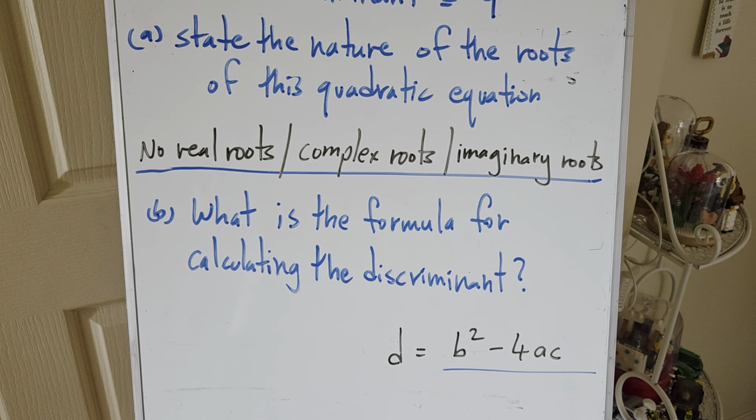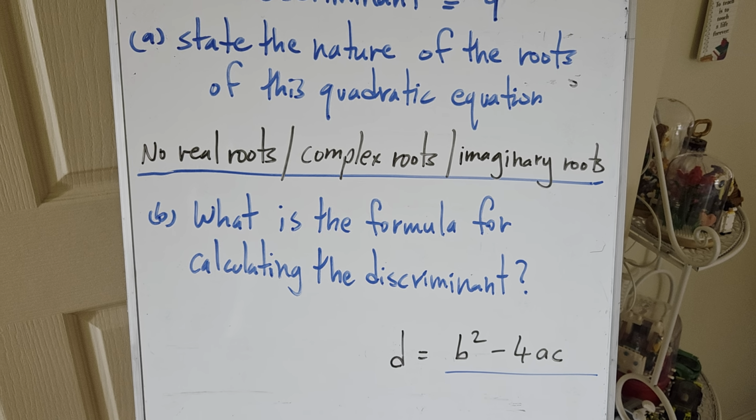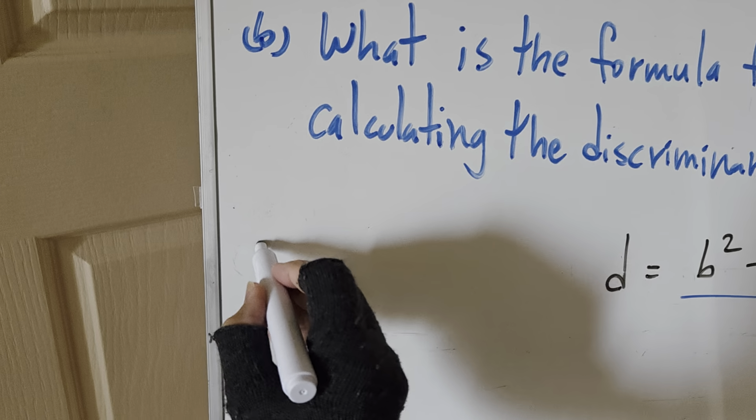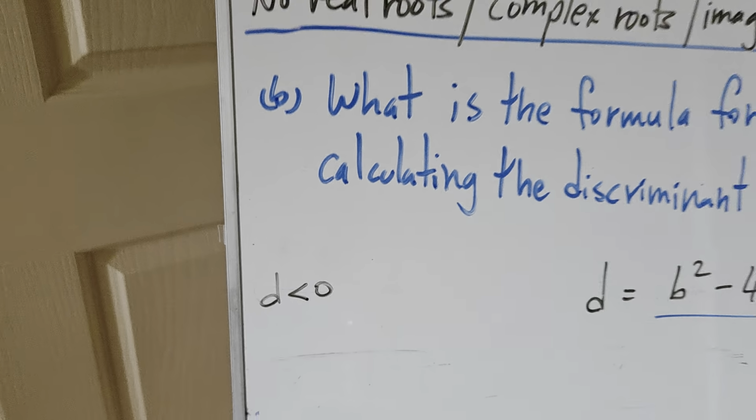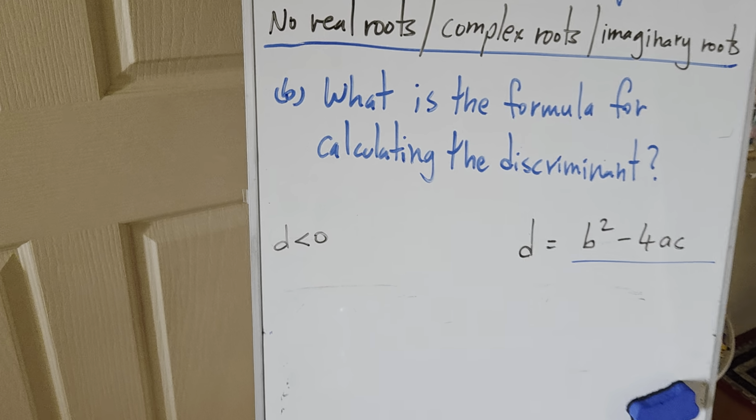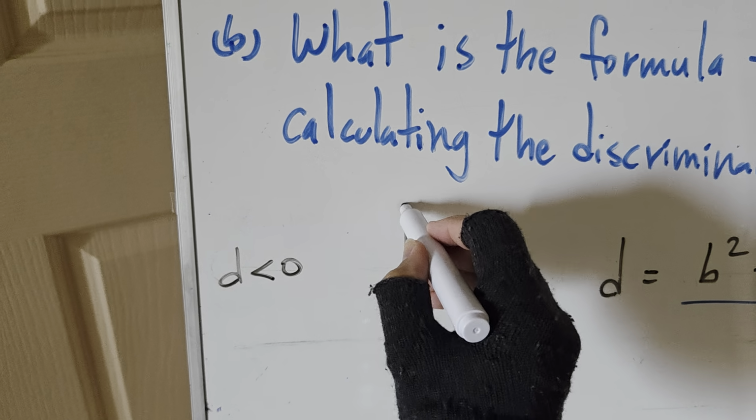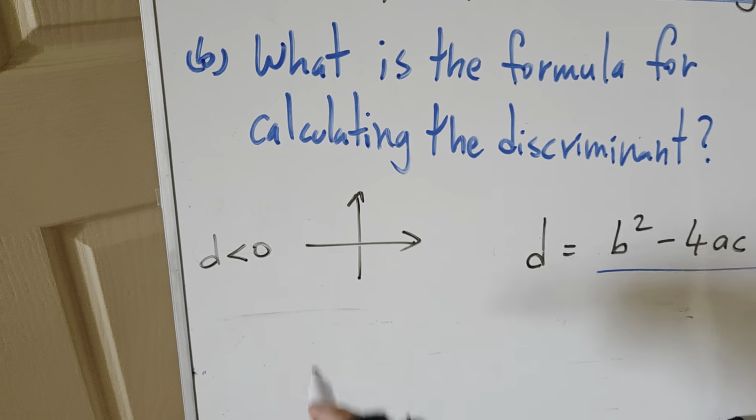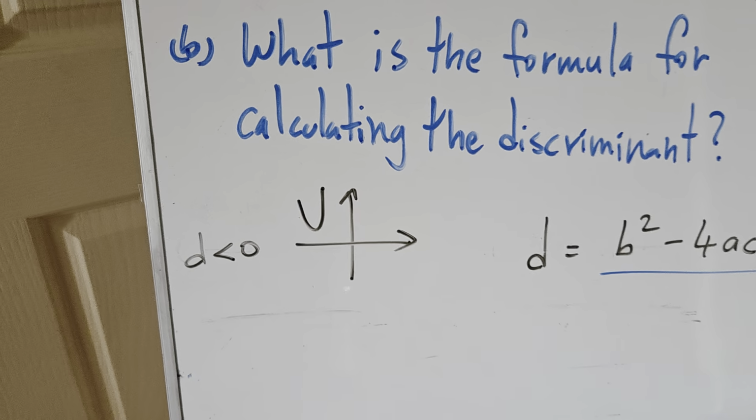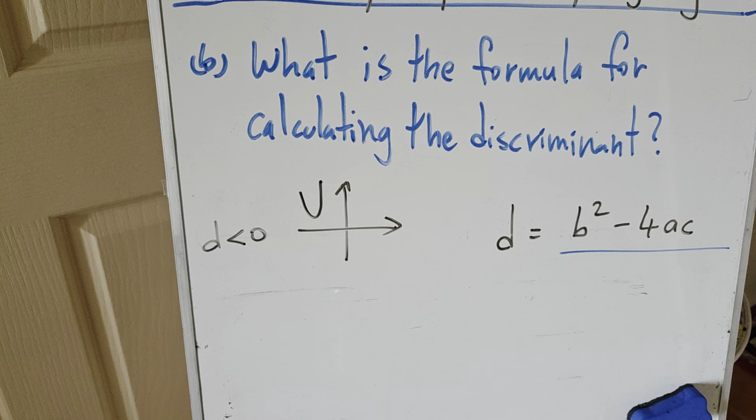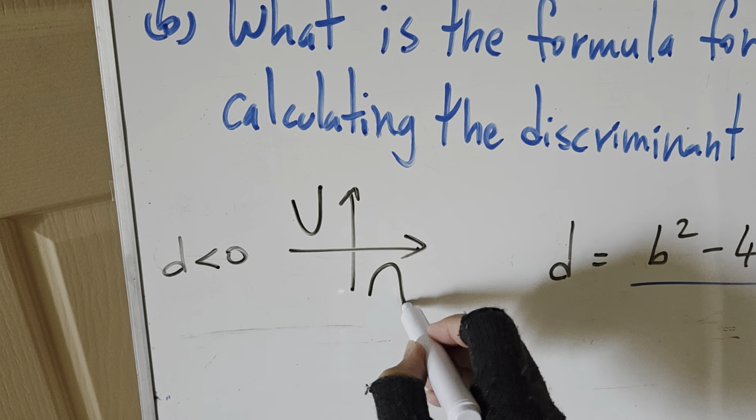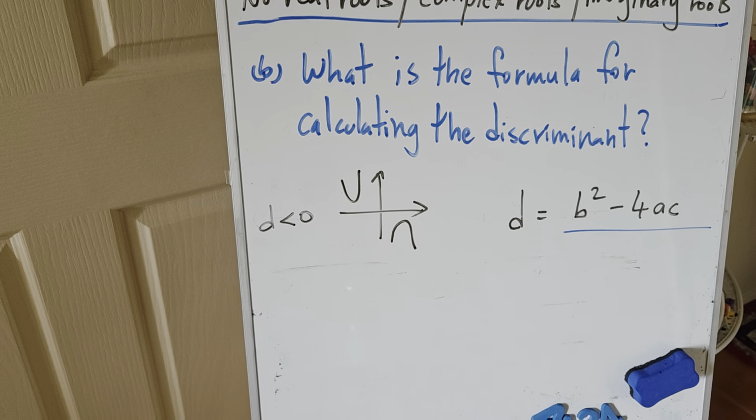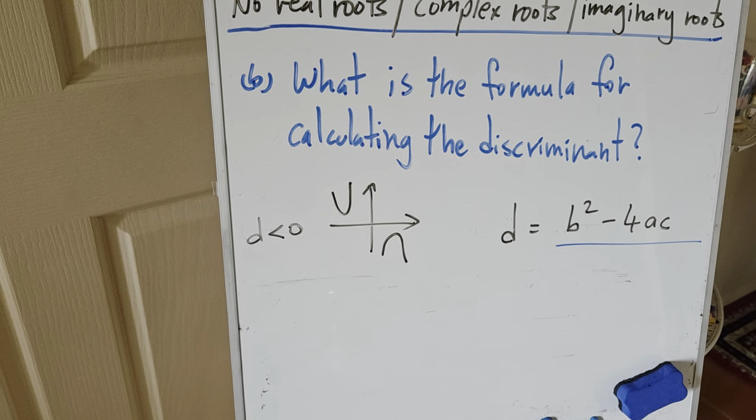Little bit of background information about the roots. So when the discriminant is less than 0, then your graph will not be touching the x-axis. A positive graph will be in any of the quadrants facing that way, and a negative graph will be in any of the quadrants that way. It won't touch the x-axis. That's what we mean by no real roots.